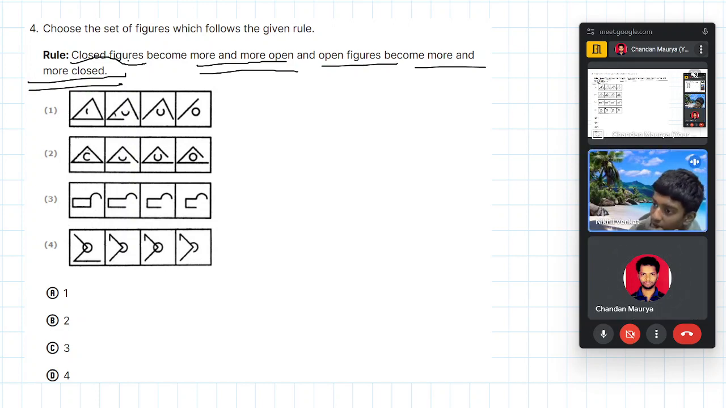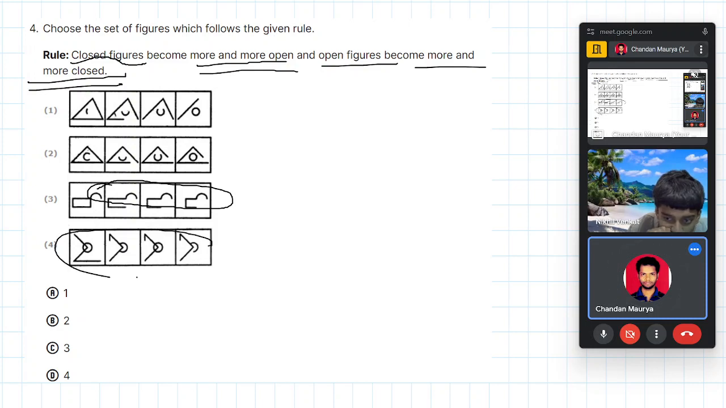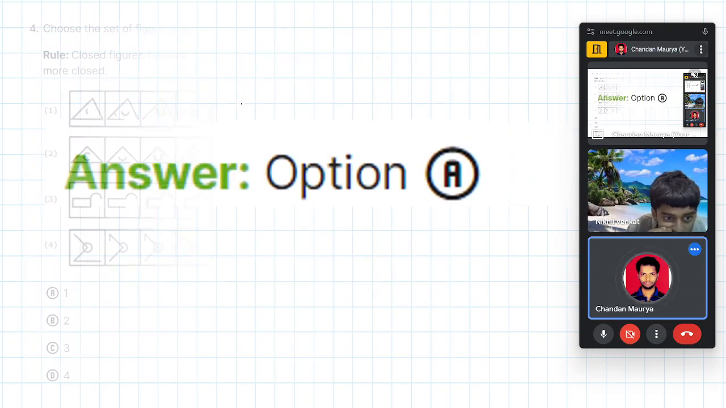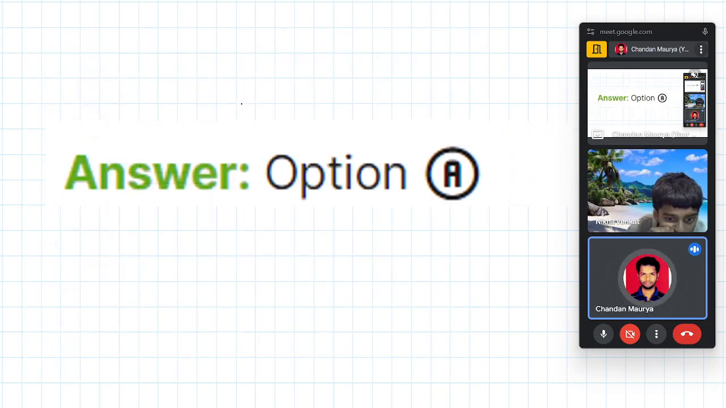I think it's number one. Number one. Okay. I think you are correct because in the third one I cannot see any changes. Okay, let's go with option number A, and A is correct. Very good.